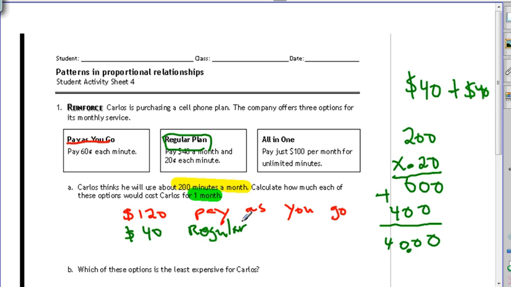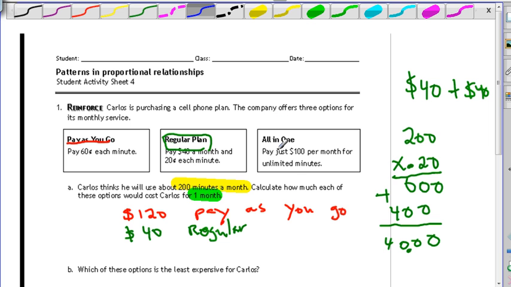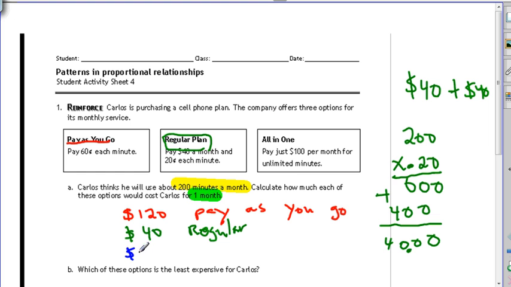All right. Now, the all-in-one, I'm going to write this in blue ink, and we just pay $100 per month for unlimited minutes. There's no math in here. That's not really a trap or trick, but I say you pay $100 regular, so it's just $100 all in one. Okay.